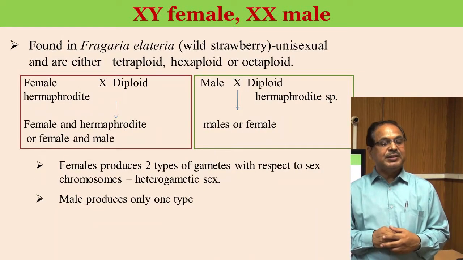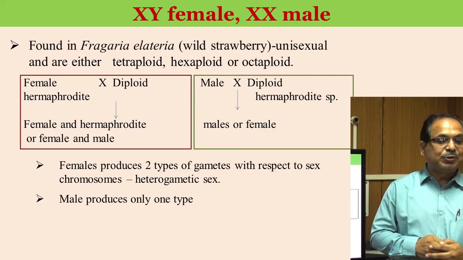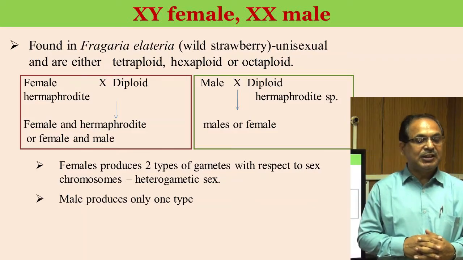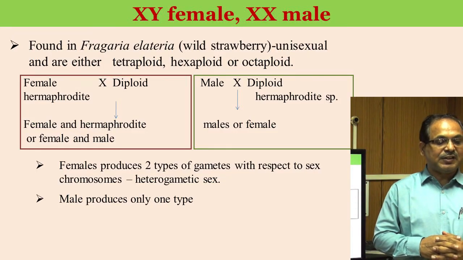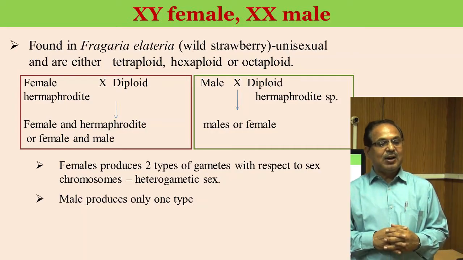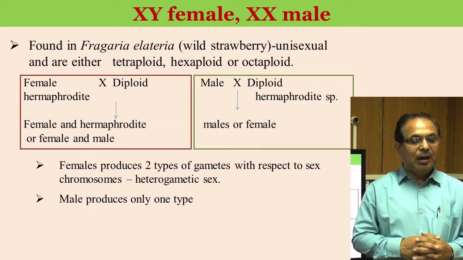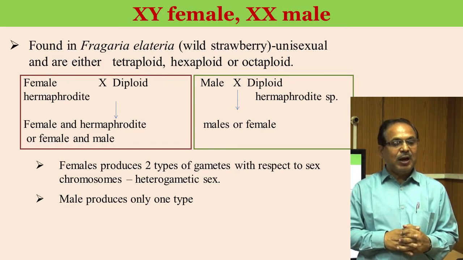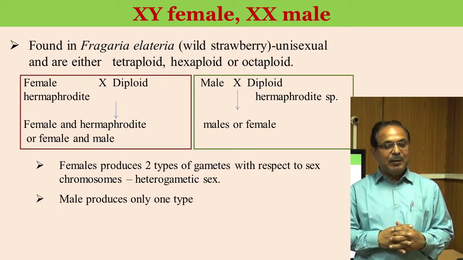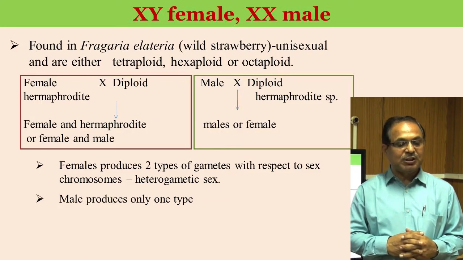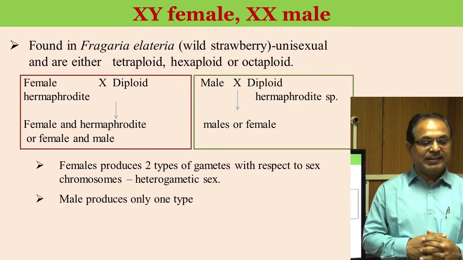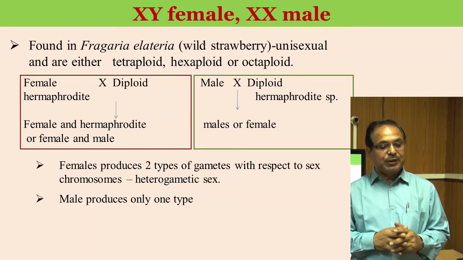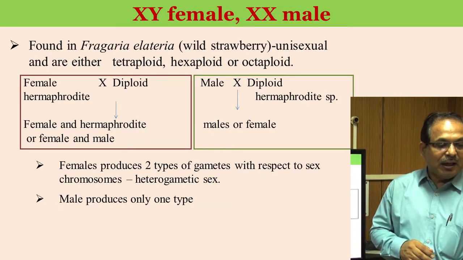The next system is XY producing the male, whereas the female have XX chromosomes. This system of sex determination is found in Fragaria elatior, wild strawberry, unisexual, and this may be either tetraploid, hexaploid, or octaploid. Here the female produces two types of gametes with respect to sex chromosome. That's why it is referred to as the heterogametic sex, and male produces only one type of gamete for sex chromosomes.